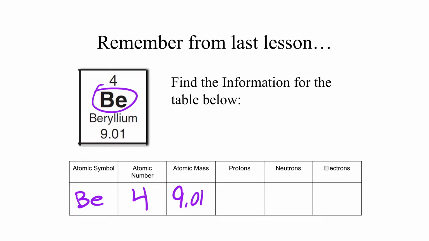The number of protons in this is 4. The number of neutrons, remember, was 9. This is where we round the atomic mass, minus 4, 5 neutrons. And the number of electrons in a neutral atom is the same as the number of protons.